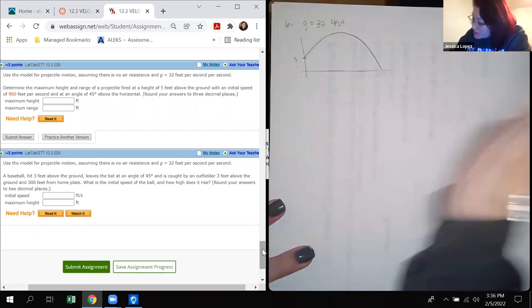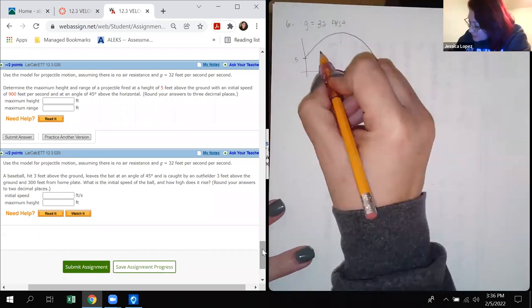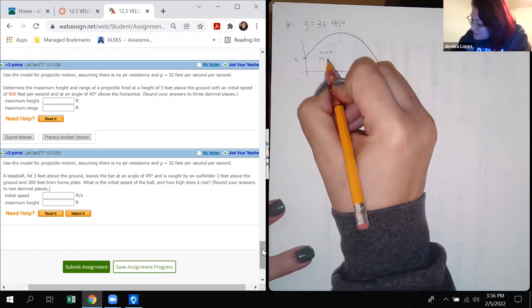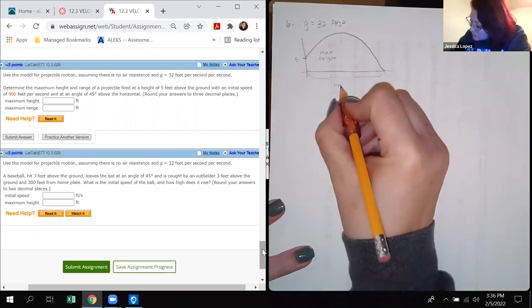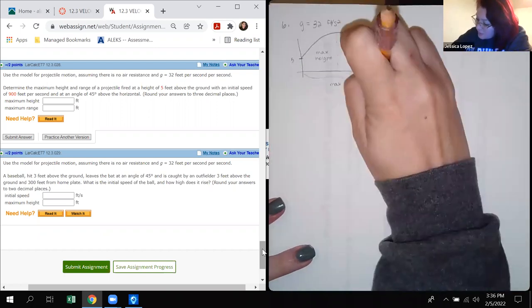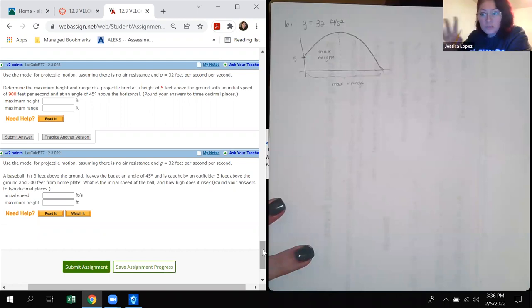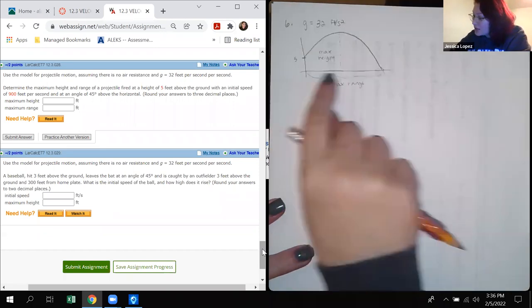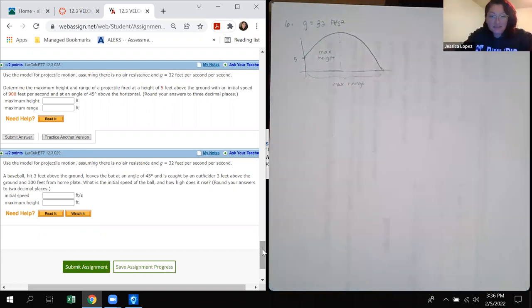What you're doing is you're trying to find the max height, which is this right here. And then you're trying to find this value here, which is your max range. So you're essentially trying to figure out the maximum of this curve, which we know how to do using derivatives. You find the critical numbers, and that's usually where your maximums and your minimums occur. And then for your range, you're figuring out how much time it took for it to hit the ground. So I tried to explain that up here on how to find them.